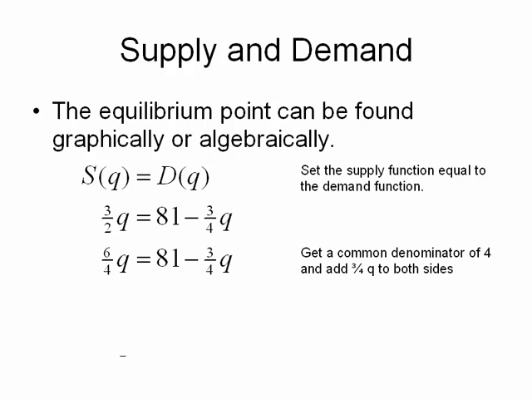If we get a common denominator of 4 and then add 3/4 Q to both sides, that simplifies to 9/4 Q equals 81. To get the Q by itself, I'll multiply both sides by 4/9, and that gives me Q equals 36. And that's the same exact value that we got before. If I needed to find what the actual price was, I'd go ahead and plug that 36 into either one of those formulas. So now let's look a little more carefully at our graphs.